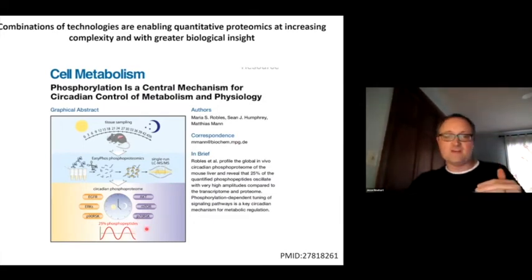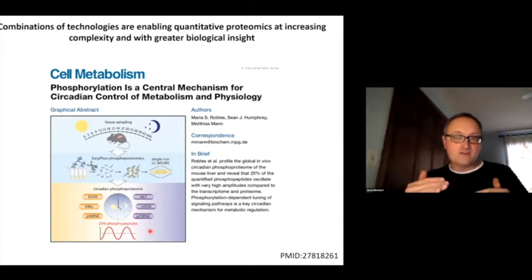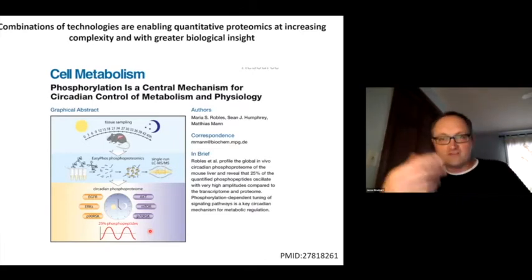And it's an incredible study, again employing many of the techniques that we walked through, but they showed that close to 25% of all the phosphorylation events in the rodent liver are responding to different times of day, giving us tremendous insight into how circadian rhythm may be controlled in a whole organism and tissue.